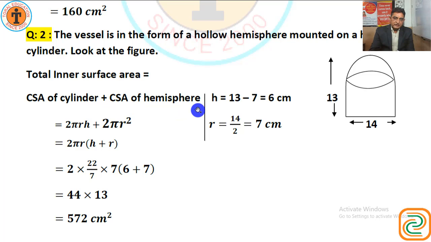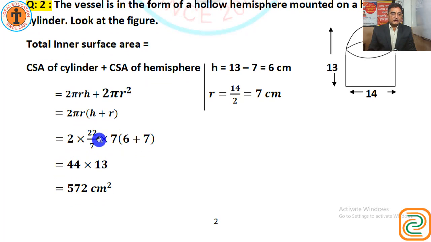Here we have taken height 13 minus 7, because total height is 13, and the radius is 7 because diameter is 14. Radius is 7. Here total inner surface area equals CSA of cylinder plus CSA of hemisphere. That is 2 pi r h, we have seen the formulas, plus 2 pi r square. If we take 2 pi r common, then h plus r.